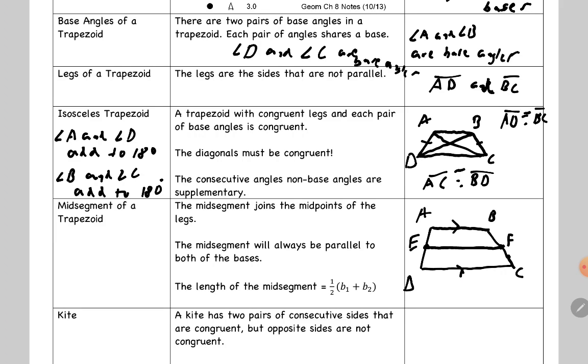EF is the mid-segment, and it joins the midpoints of the legs. So E is the midpoint between A and D. It's in the middle. So that means this length here is the same as that length, and this length is the same as that length. The mid-segment is also parallel with the bases.